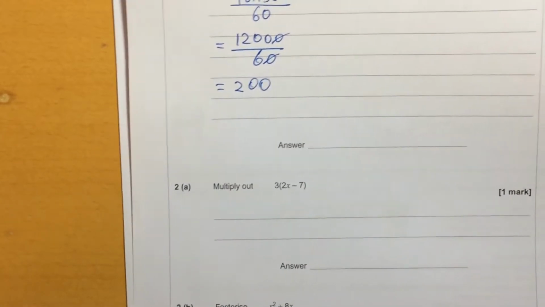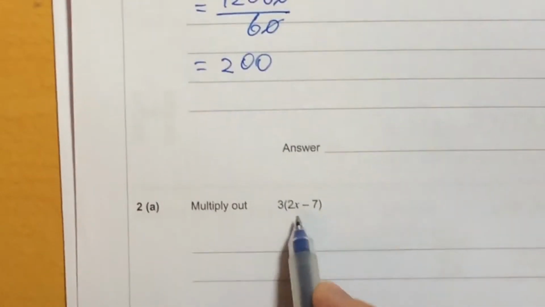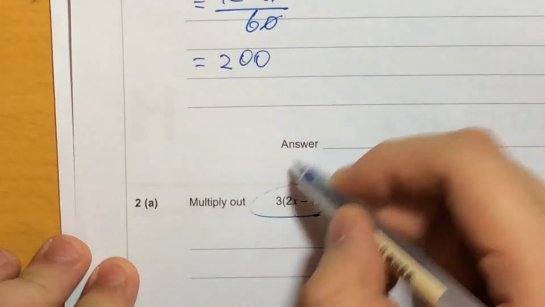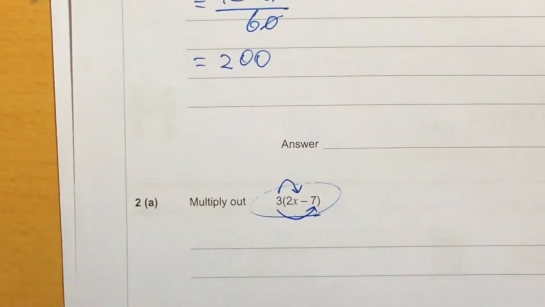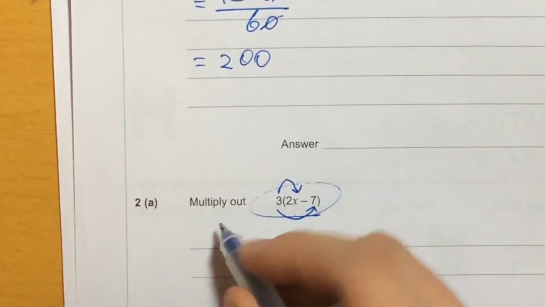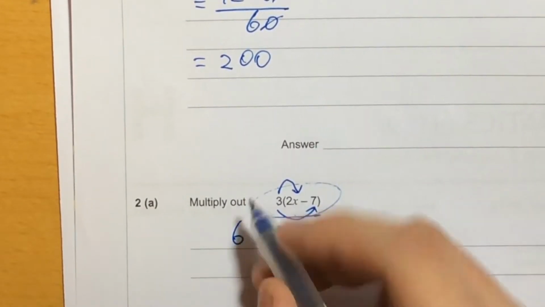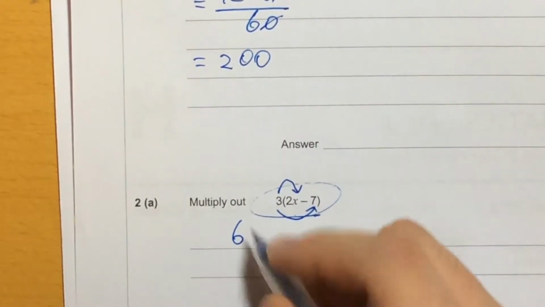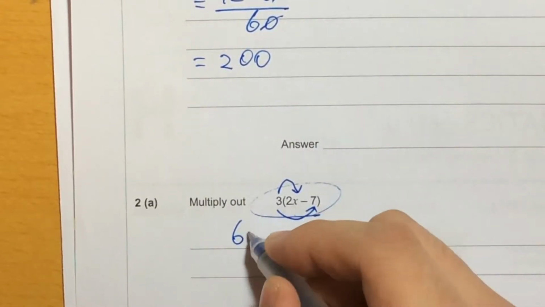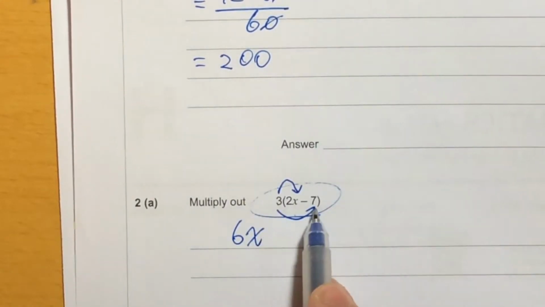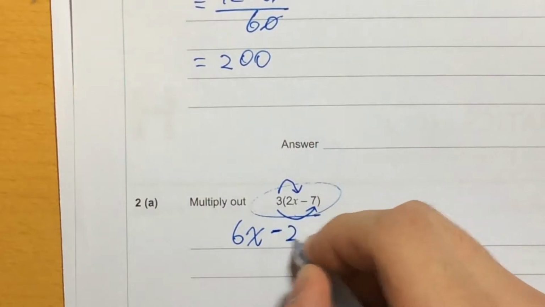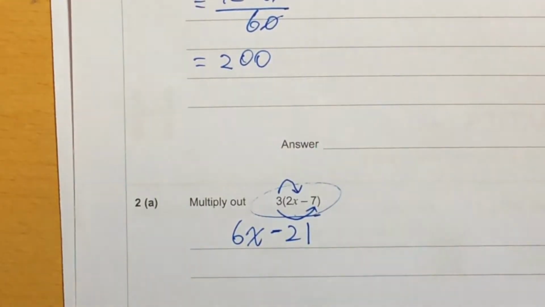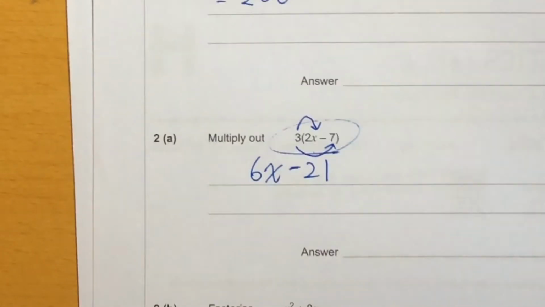So they want you to multiply this and find what this value is. For this, we just multiply it, just like this. Multiply this and this, so we get 3 times 2 is 6. 3 times the x is 3 times 2 is 6, and then with the x, and finally 3 times negative 7, remember the minus sign, is negative 21. So that's your answer. Multiply, that's 1 mark.